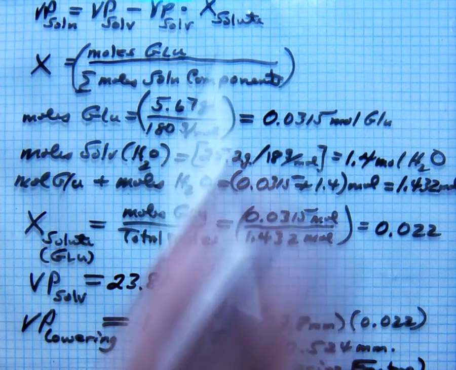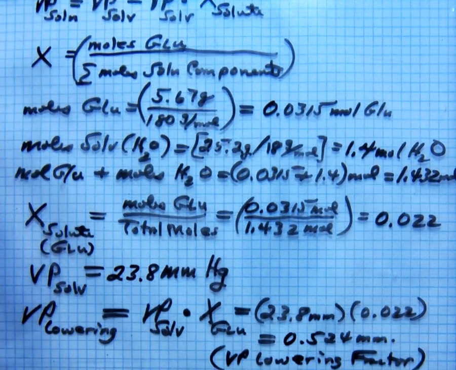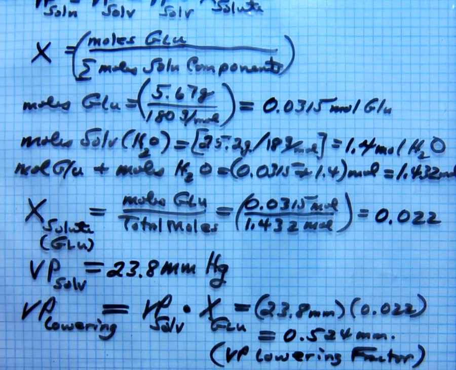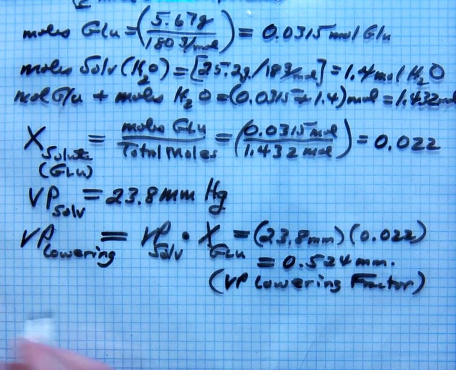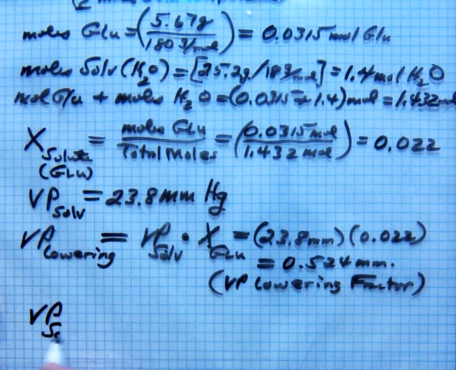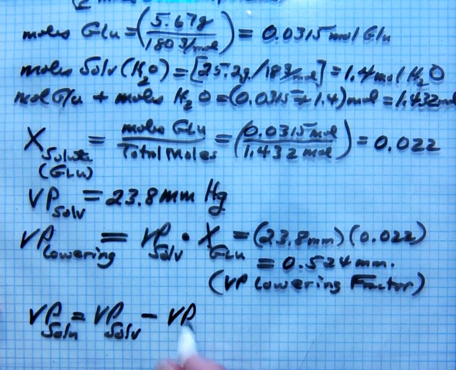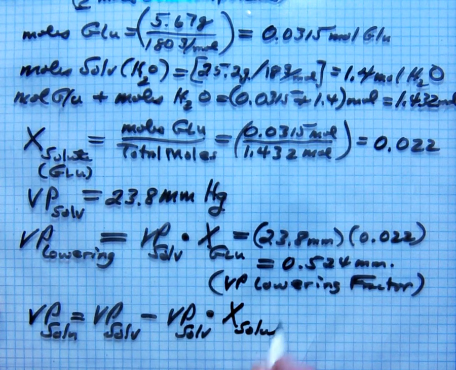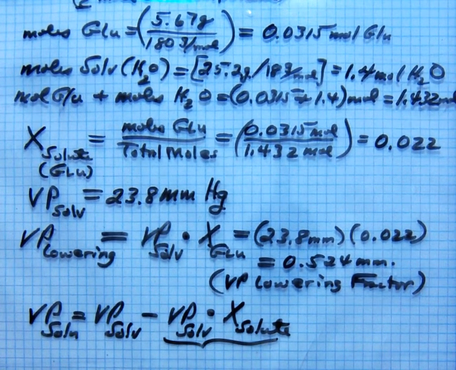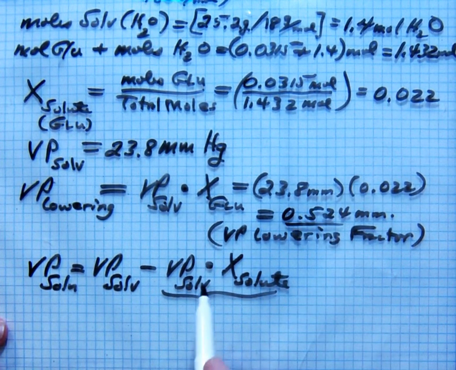So now if I want to get the vapor pressure of the solution, and I'm fixing to lose my equation up there, I can rewrite it. So we want the vapor pressure of the solution. That's the vapor pressure of the solvent minus that vapor pressure lowering factor. So just to emphasize this, the 0.524 millimeters would go there.